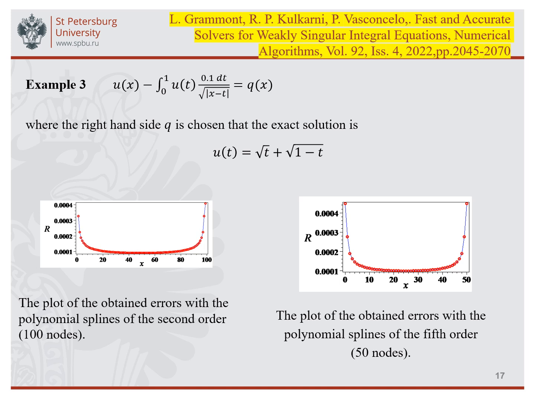This slide shows us the result of the solution of the integral equations that is taken from this paper. To the left we can see the plot of the errors of the solution when we used polynomial splines of the second order approximation and 100 nodes. And to the right, we can see the plot of values of the solution when we use polynomial splines of the fifth order approximation with 50 nodes.